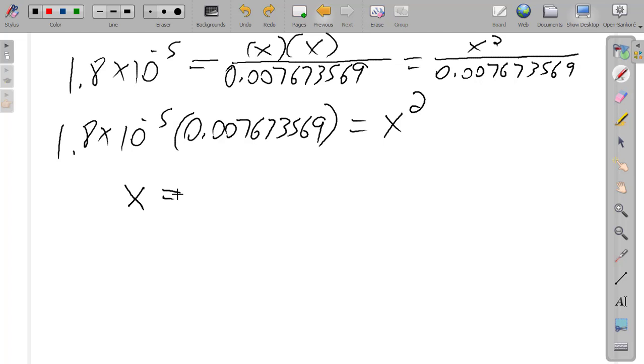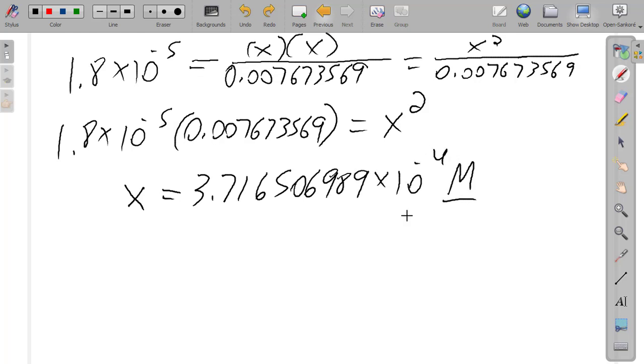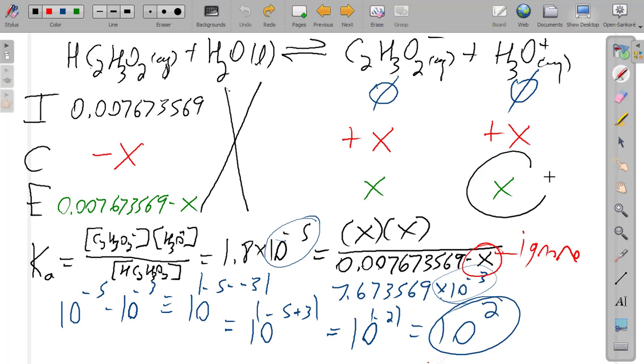In my notes, I already have the x value, because you multiply these two together and take the square root to get x. You know that. You're going to get 3.716506989 times 10 to the minus fourth. And again, because x is the same thing as hydronium, if you go back and look here, when we solve, x is equal to the hydronium.